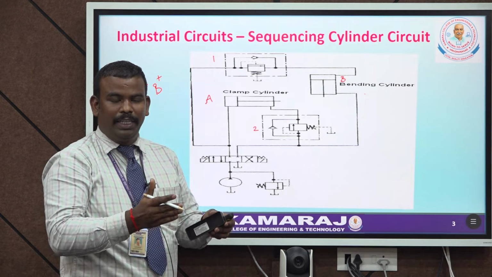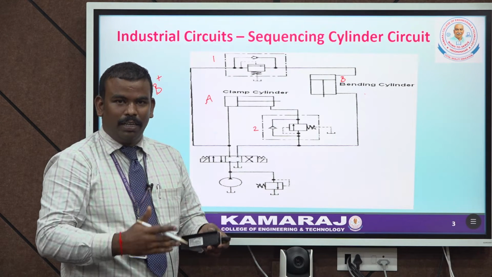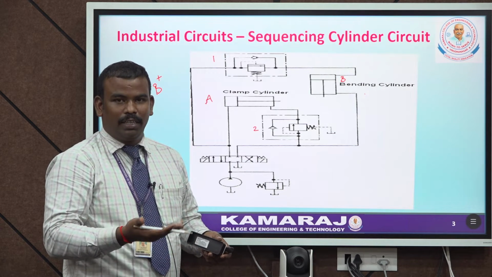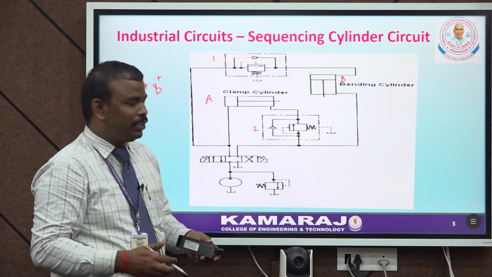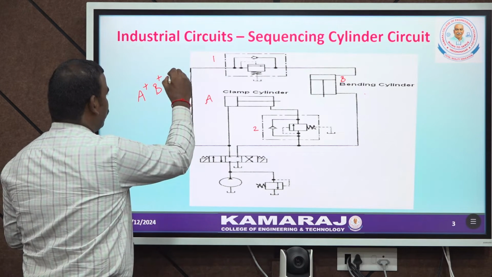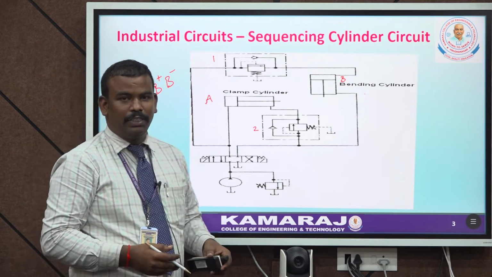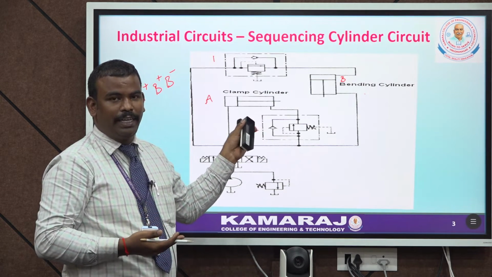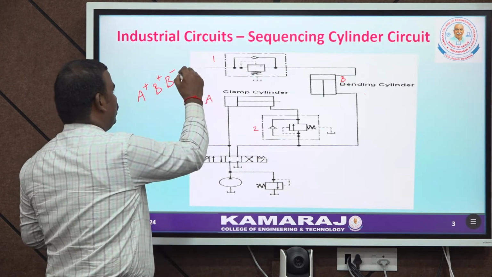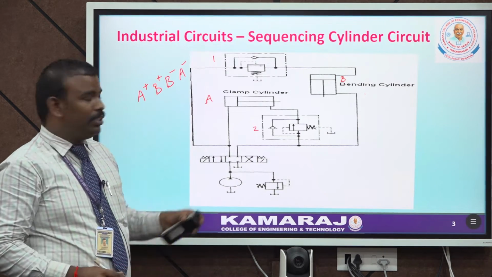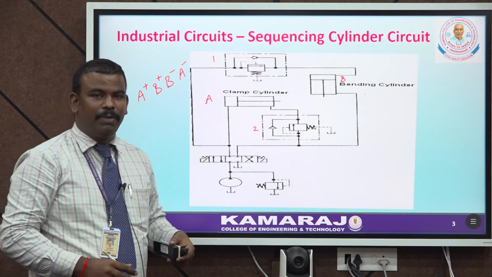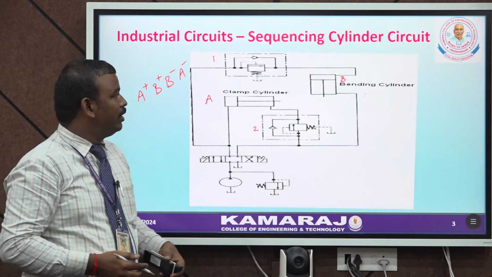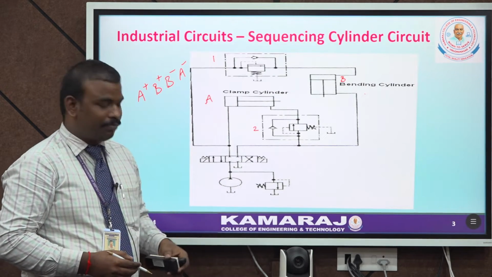Once cylinder B is extended, the sheet metal is bent, then the B cylinder is retracted again to the original position. So the third sequence is B minus. Then the fourth sequence is to declamp the workpiece by retracting cylinder A. So A minus is the last sequence. This is the sequence for the sheet metal bending operation: A plus, B plus, B minus, A minus. The sequence is achieved by using the sequence valves in this circuit.